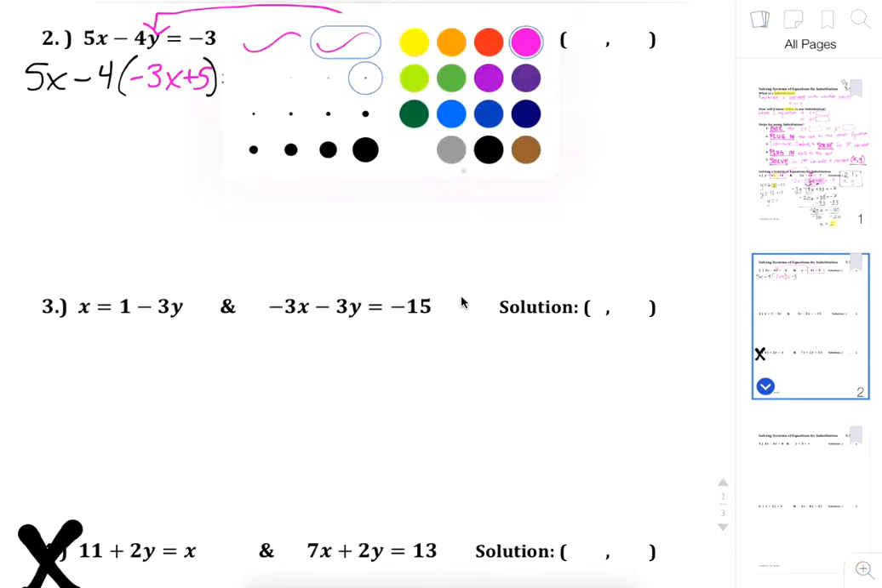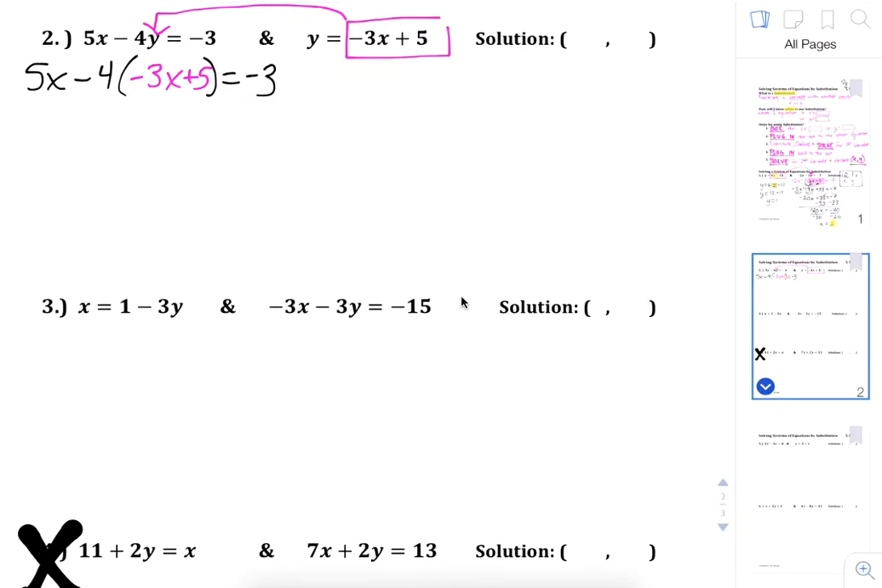Okay. All right, now we're going to solve for my x because that's all I have left. The y's are gone. I'm going to distribute. Negative 4 and a negative 3 makes a positive 12x. Negative 4 times 5 makes a negative 20. I'm going to bring down everybody else. Remember, if I'm going too quick, you can pause it, copy it, and then go back and listen again.